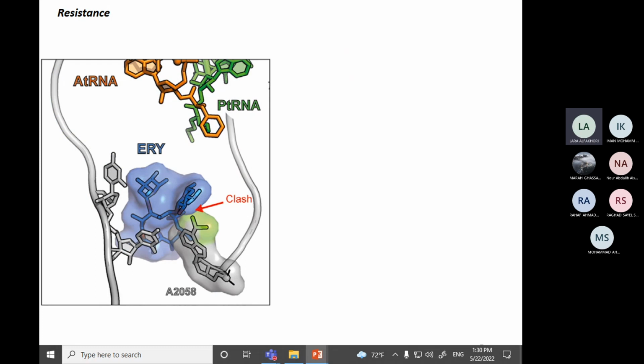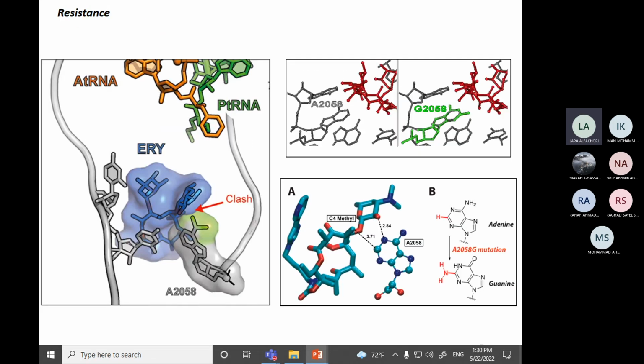Now since we are talking about each antibacterial class and the resistance associated with it, we will only talk about the specific resistance that was developed against the macrolides. The most important one that we will talk about is the methylation of adenine, or conversion, or mutation of adenine into the corresponding guanine.